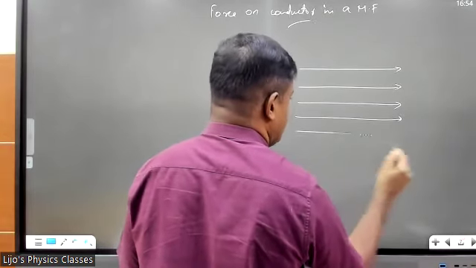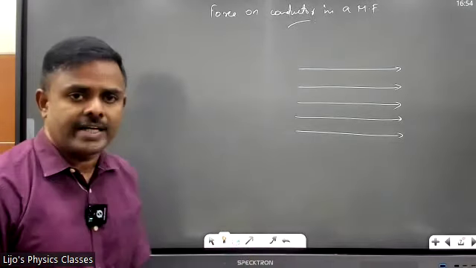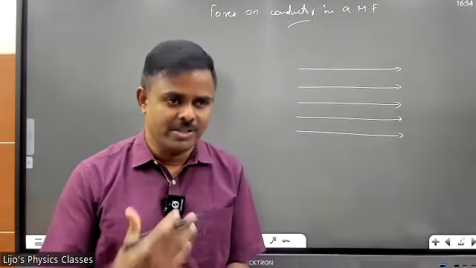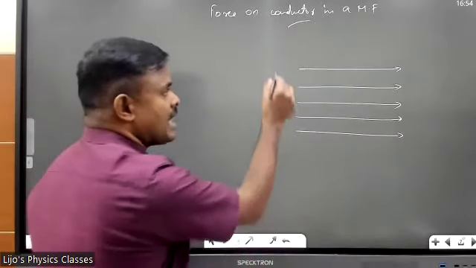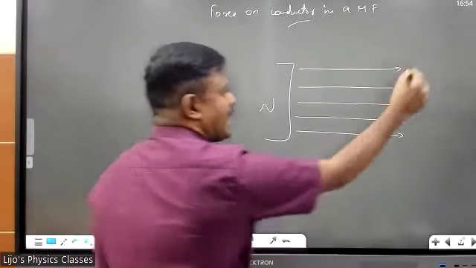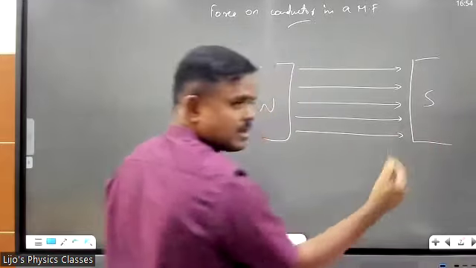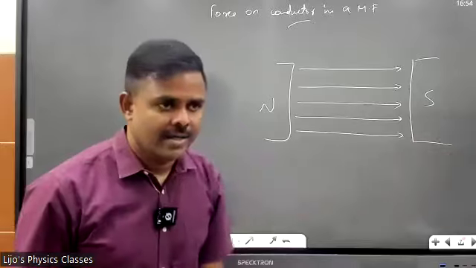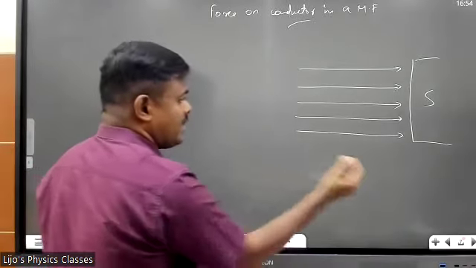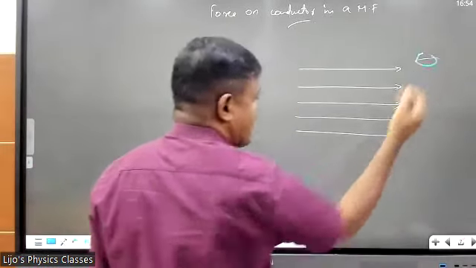Magnetic field lines are drawn similar to electric field lines, right? Electric lines start from where? Positive. They end on negative. Similarly, magnetic lines start from a north pole and they end on a south pole. So there must be a north pole sitting here and a south pole sitting over there. Got it? Okay. And then you're going to keep a conductor inside this.